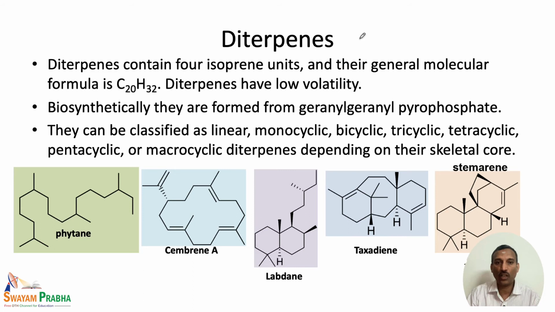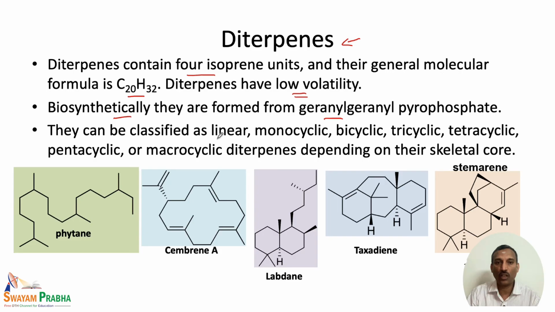The next major class is the diterpenes. The diterpenes contain 4 isoprene units and their general formula is C20H32. These diterpenes also have very low volatility, in other words, they have low boiling points. Some of the examples are given here, and these diterpenes are basically derived from geranylgeranyl pyrophosphate.